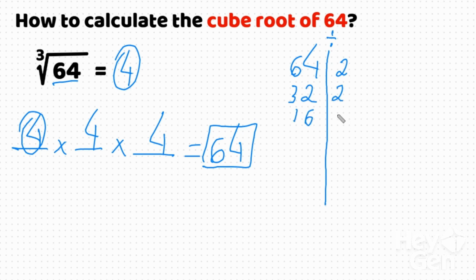16 divided by 2 is 8. 8 divided by 2 is 4. 4 divided by 2 is 2. And 2 divided by 2 is 1. When we reach 1, we've finished the prime factorization.